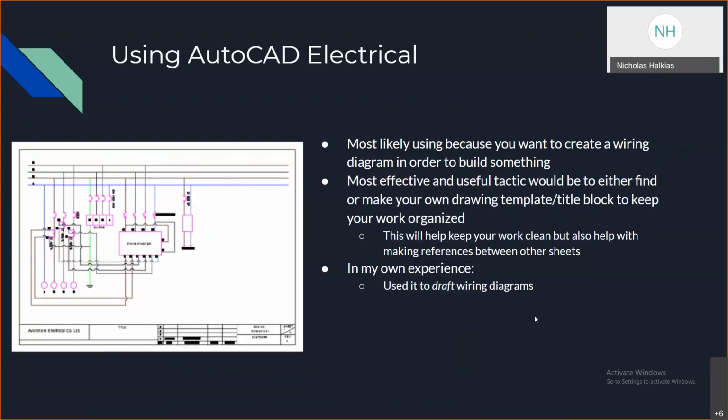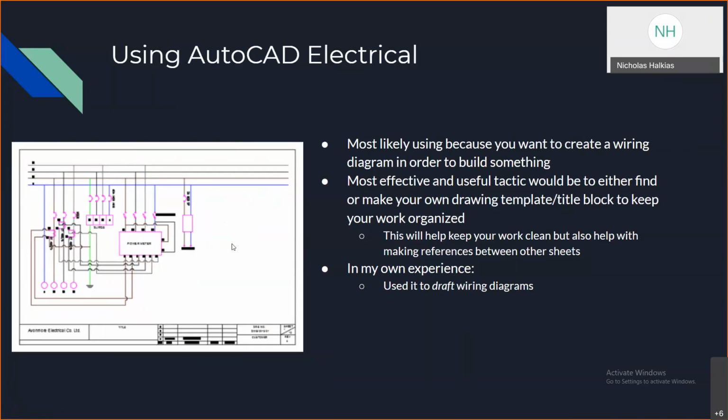So you're most likely using AutoCAD Electrical in order to create a wiring diagram, in order to then build something else. My suggestion would be to either find or make your own drawing template or title block to keep your work organized. So this is an example of a title block. One thing that's not here that I would recommend is, on the left or anywhere really, just have a way of numbering the grid. So for example, line 1, line 2, line 3. This will help keep your work clean.